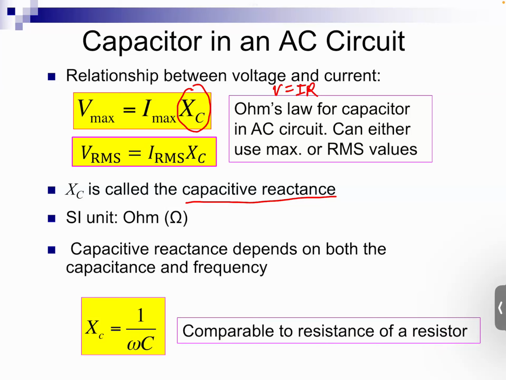So by using the capacitive reactance, we can use V equals IR to calculate the maximum currents or the RMS currents in your circuit. The capacitive reactance is defined by this equation here. You can calculate it knowing the capacitance of the capacitor and the angular frequency. Remembering that angular frequency is equal to 2 pi times the normal frequency. Normal frequency is how fast the coil is rotated to generate the AC voltage in your circuit.